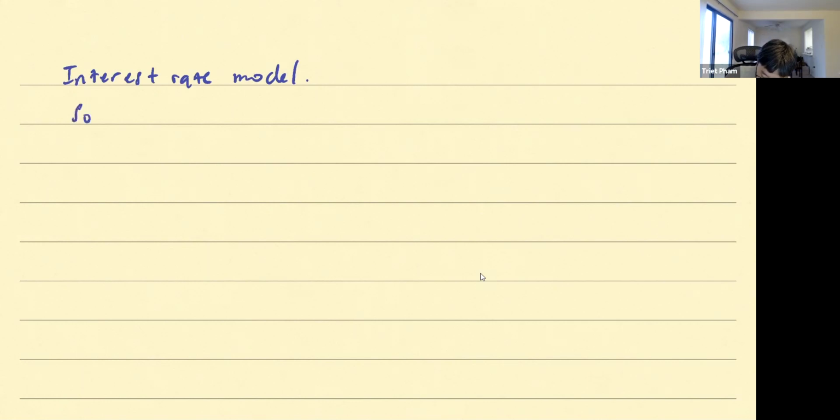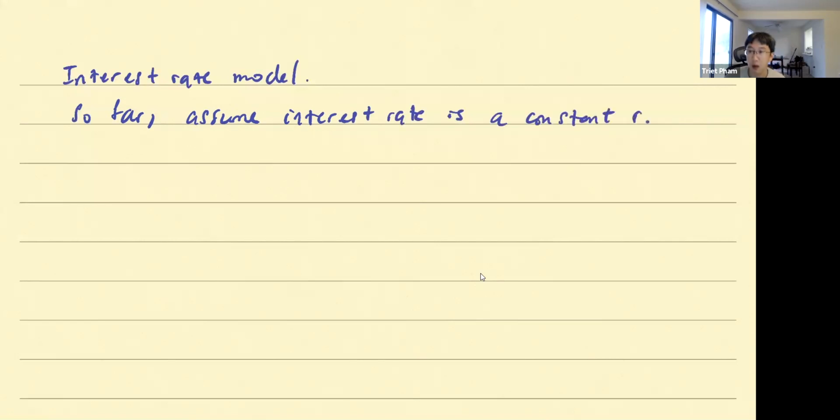So far, we have assumed the interest rate is a constant. That is not true in general. In reality, in practice, it is not.